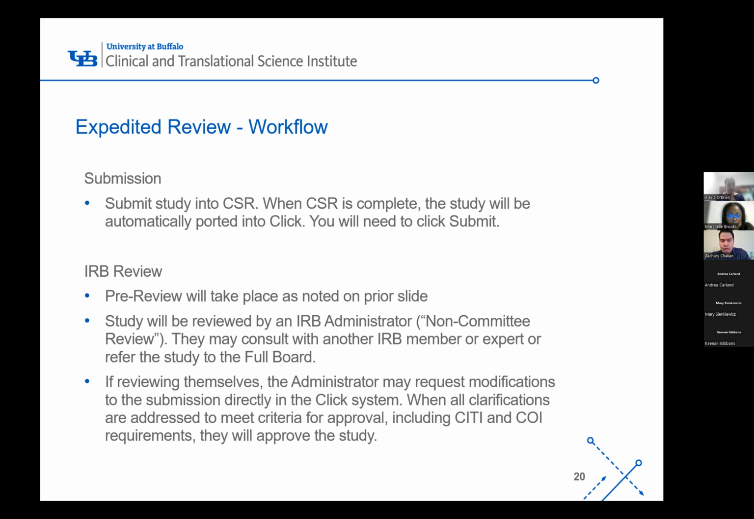And I think we were just on the next slide after that here. With the expedited review workflow at that point, it's the same as exempt. An administrator like myself might ask for more modifications to your submission in the CLIC system, and we might go back and forth. It could be one time, it could be five times, hopefully not five, but you never know. And when all clarifications are addressed and it meets the criteria for approval, we can approve the study.